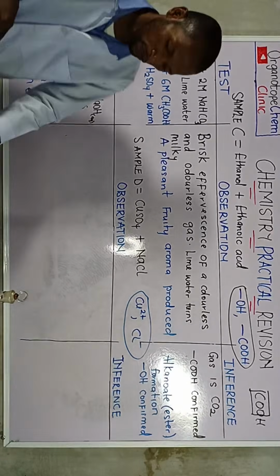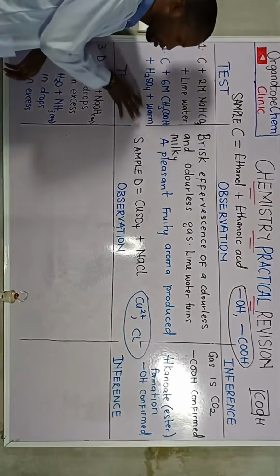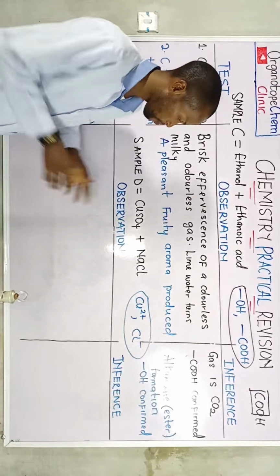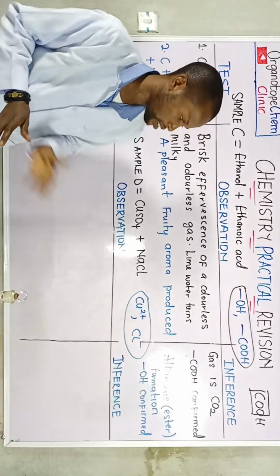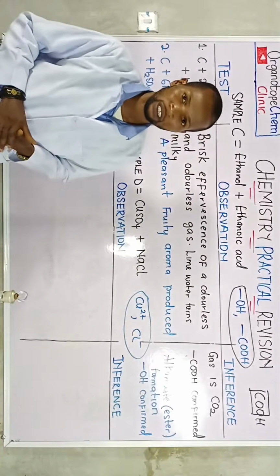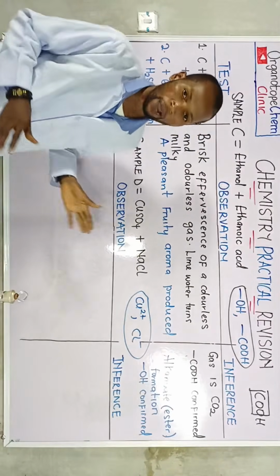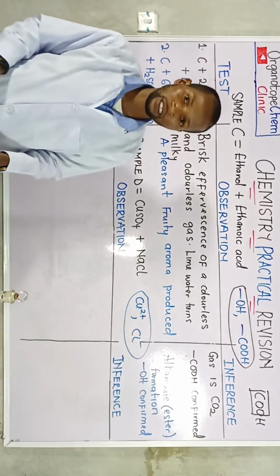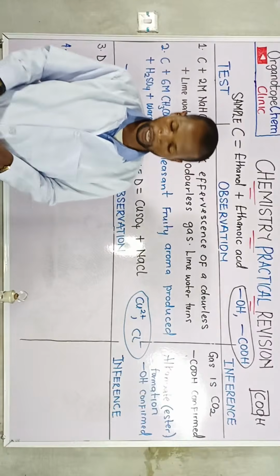All right, let's move on. We are now on the second part, which is sample D, a mixture of copper(II) tetraoxosulfate(VI) and sodium carbonate. So we are on the second part now, okay? I'm going to dictate the structured question.